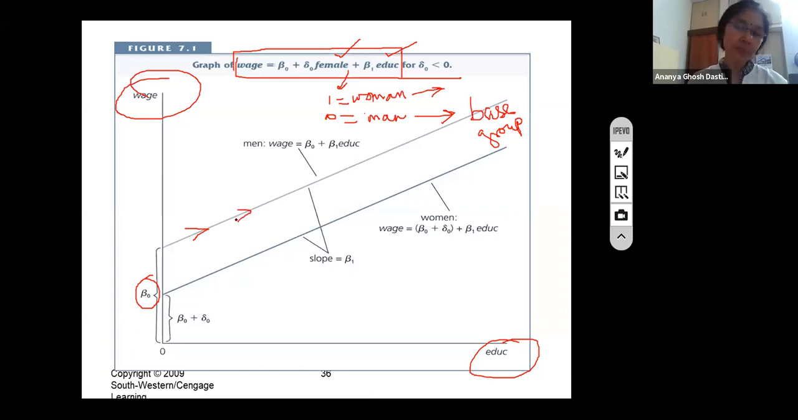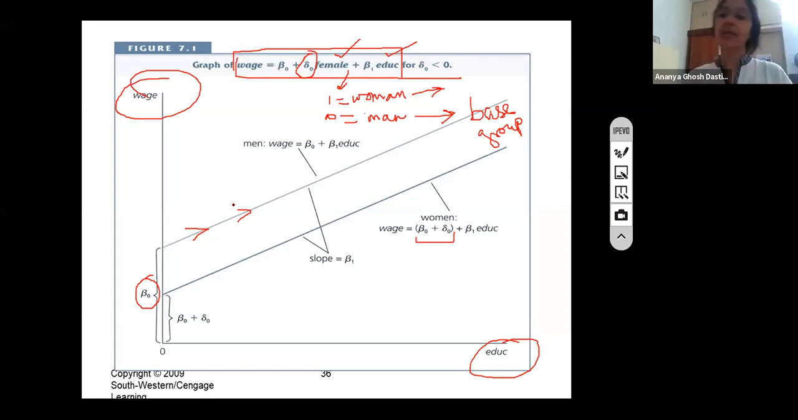And what about for women? For women, the line is beta naught plus delta naught. What is delta naught? Delta naught is the coefficient of the dummy variable. So again, what have you done? You have regressed wages on a dummy, female, and on education. Education is years of education. There are two groups in your data. There are men and there are women. And the dummy female takes the value 1 for the women. It takes the value 0 for the men.